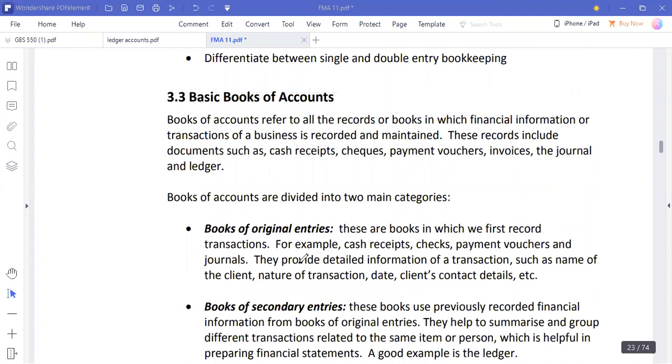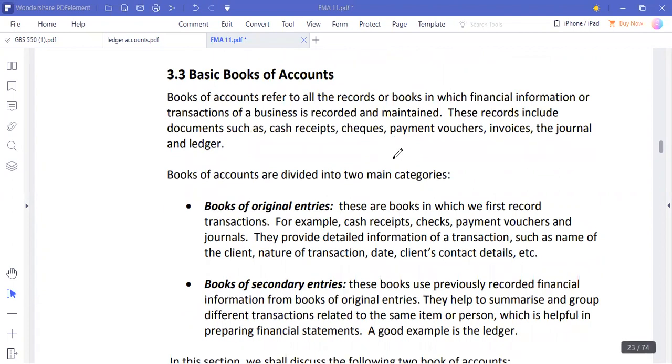Now, we move to the books of original entry and prime entry. These are very important. So in financial accounting, there are what we call books of original entry. Books of original entry are books where we first record transactions for the first time. For instance, when somebody makes a payment, we record it in the cash receipts, in the checks, and also payment vouchers. These provide primary information, which we call the books of prime entry. For books of prime entry, we use what are called journals or the cash book.